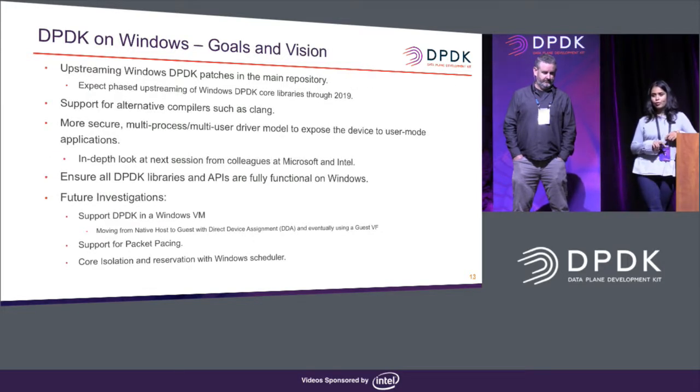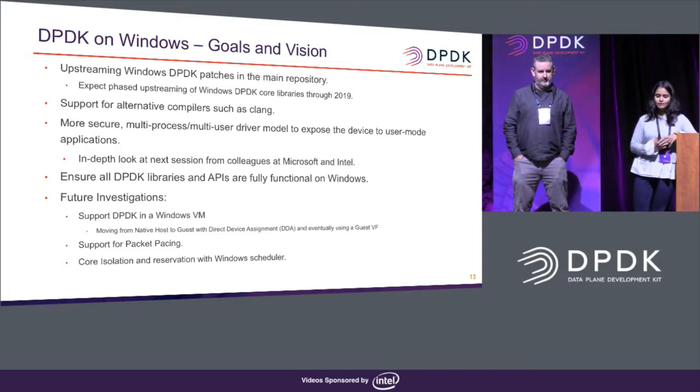So going forward, I want to dwell for a moment and focus on where we want to focus our energies with respect to bringing DPDK support on Windows. Our first order of priority is, of course, the upstreaming of the DPDK draft repo to align with the main Linux Foundation maintained repository. So I would urge you to expect phased upstreaming of patches through the next year, through 2019. We have started taking baby steps towards that, and you should have seen a patch already submitted towards that goal.